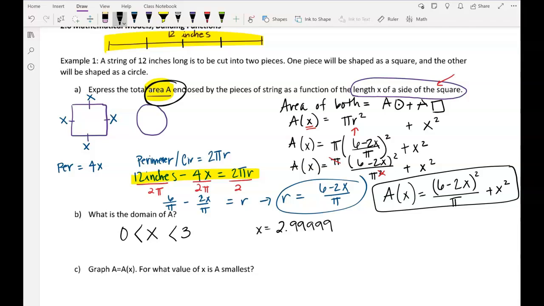So the domain of A, and remember, A is the area of both shapes. The domain is looking for the values of what x could be, what the input could be. So x, since this one says it's one side of the square, it has to be positive numbers only. And because you have a string of a total 12 inches, that means there's 4 sides. So the most that it could be is up to 3, but not including 3 because we still need to leave a little bit left for the circle.